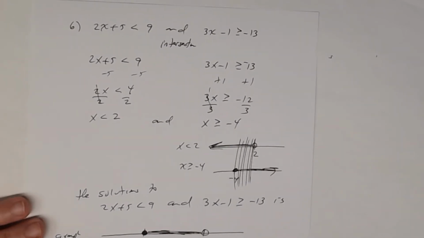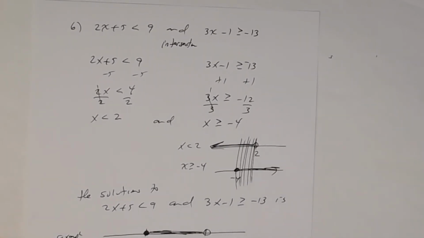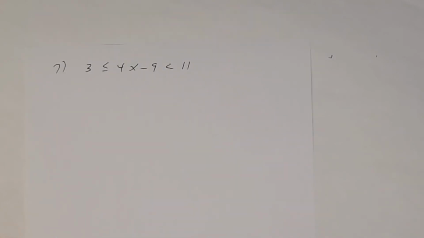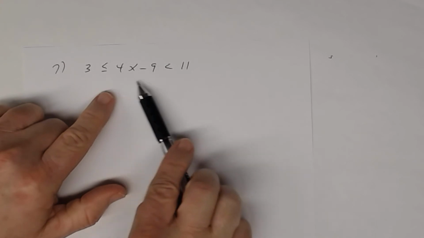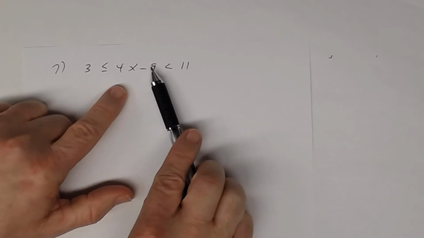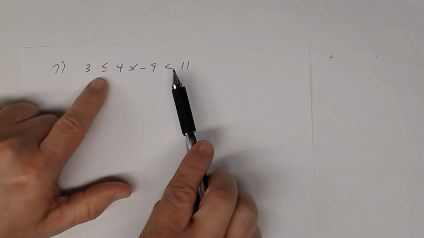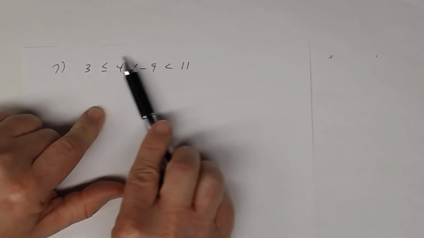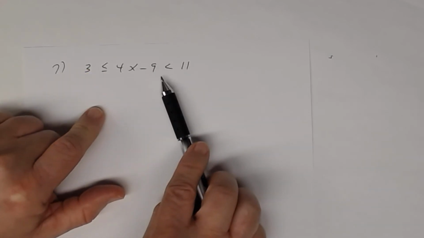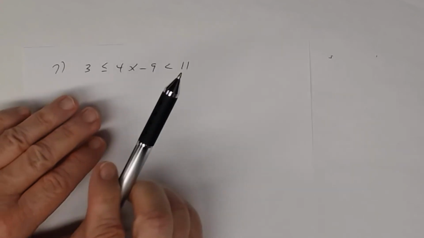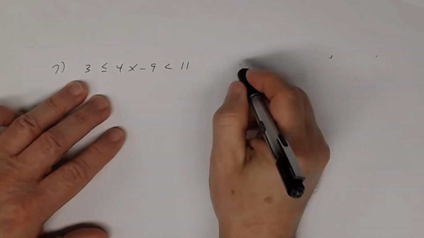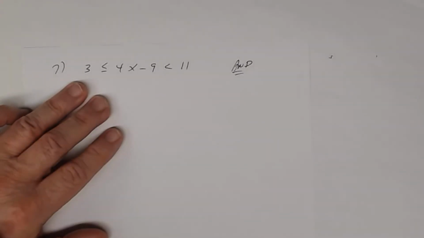All right, let's do one more. So this will be number 7. All right, so there is that compound inequality that looks like this now. Remember, you have a variable expression in the middle, and you have two inequality symbols in the same statement, like this. But remember, it's important you know that when it's written like this, that's an and statement, right?